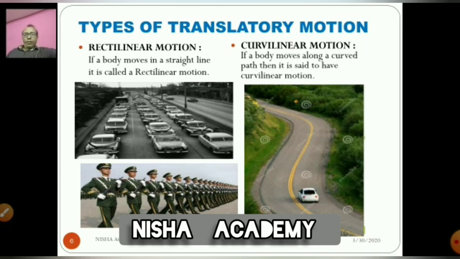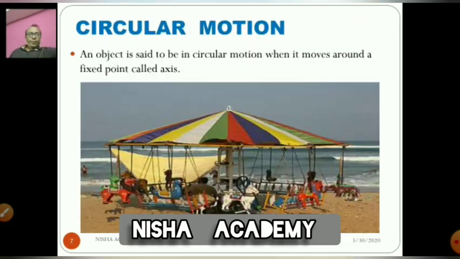But in the other figure, what can you observe? The car is moving on a path which is curved in shape. So, we can define: if a body moves in a straight line, it is called rectilinear motion. But if a body moves along a curved path, then it is said to have curvilinear motion.